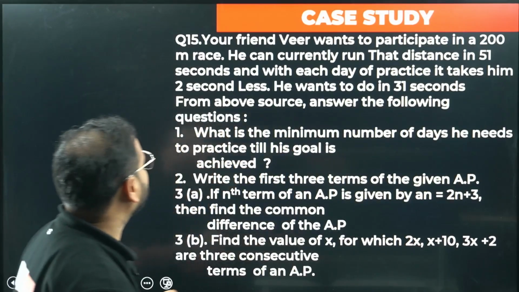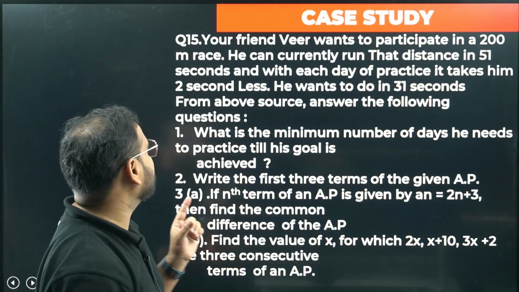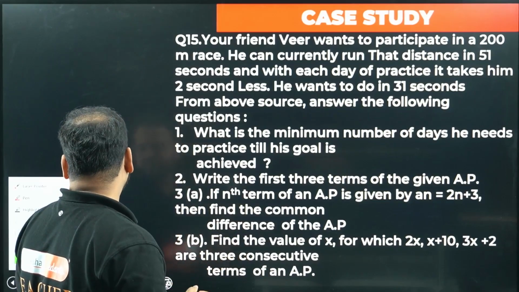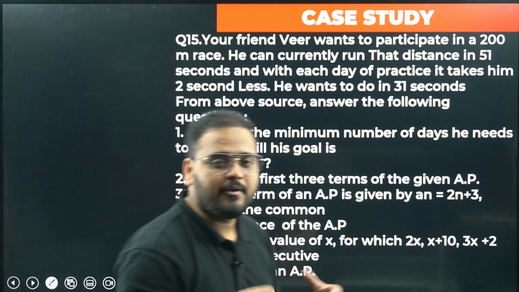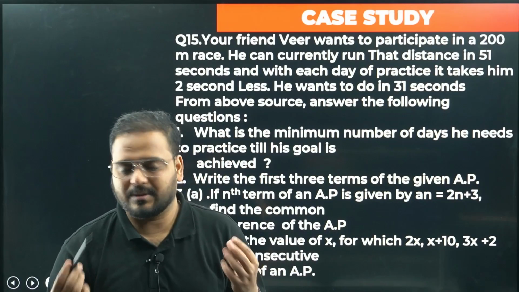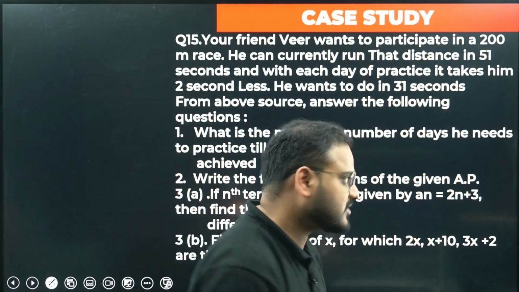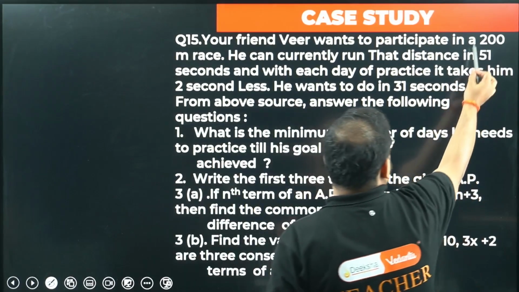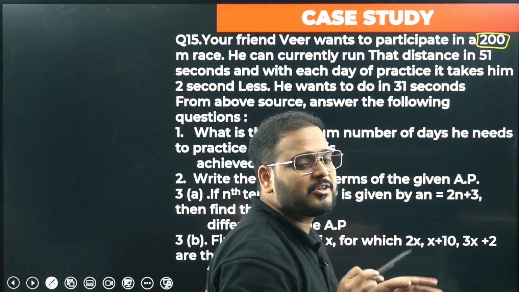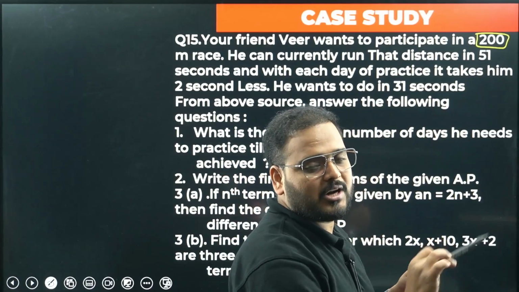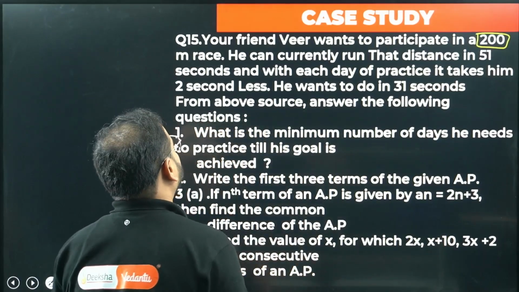Chaliye. So for AP, your friend Veer wants to participate in a 200-meter race. Some information is given here. How to read the case study? Try to look for the information, whether it is in numbers or given in statements. First information is like this. We'll check later whether it is useful or not, but first highlight, or write in your notebook, the information you find useful or given in the question.